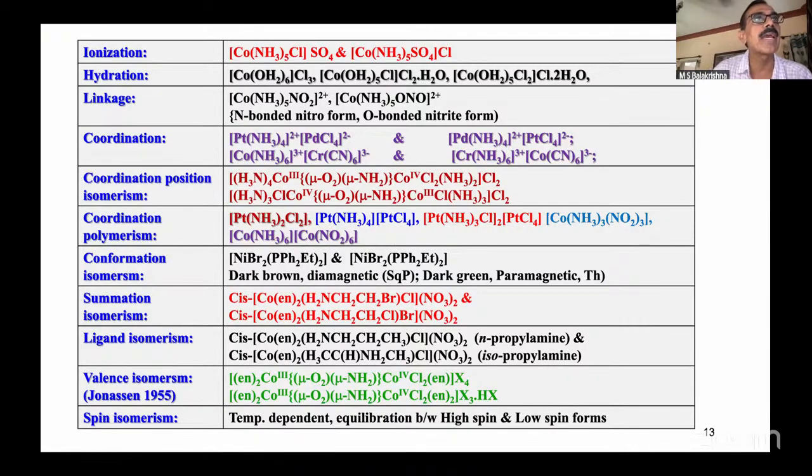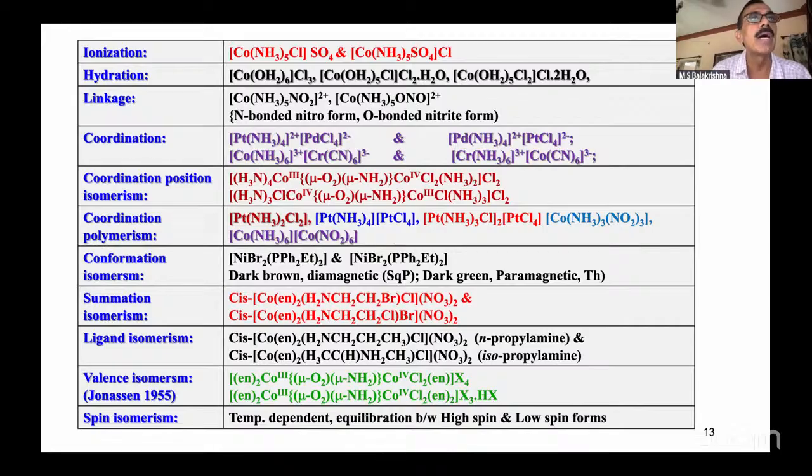For example, if you take this one also, here 2 platinums are there, and this is a dimer. This is [Pt(NH3)3Cl]2 and PtCl4. That means basically what happens, the ratio of ligands with respect to one metal will remain the same. This is called coordination polymer.